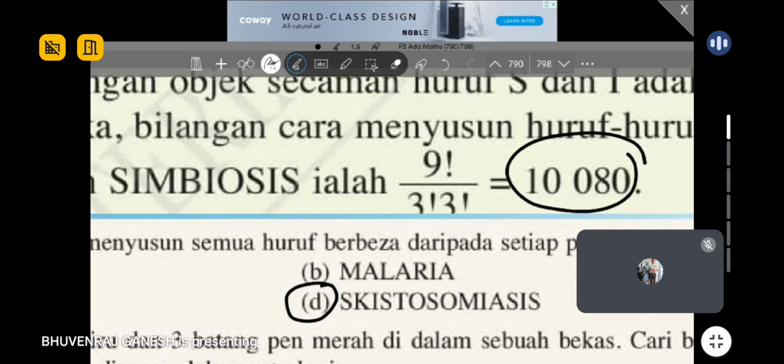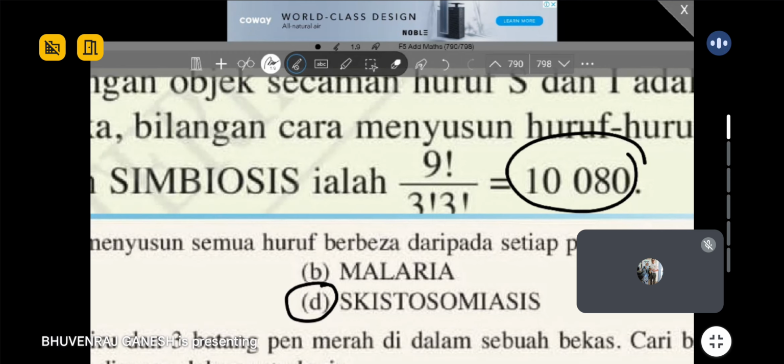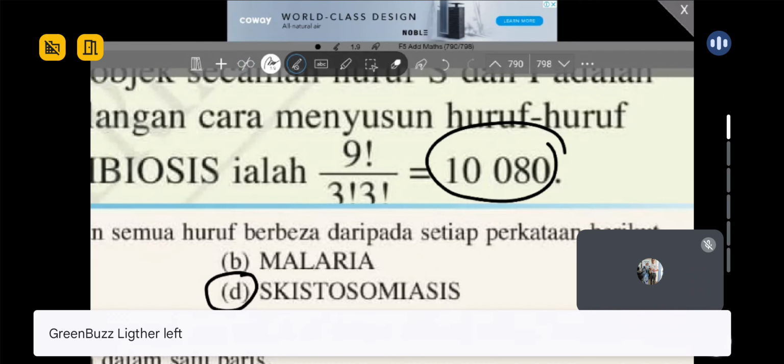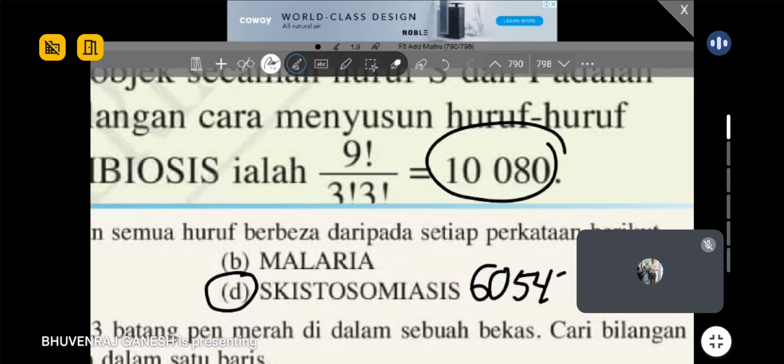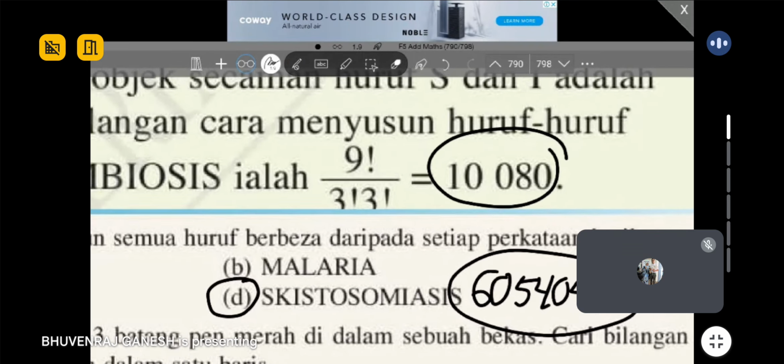So anyone? Do you get the answer? Berapa jumlah cara? It's a very large number. Sangat besar. Don't be scared if you get a large answer in permutation, guys, because permutation biasanya jawapan dia sangat besar. Yes, correct. So your answer will be 60,540,480 in total. This is the answer kalau kamu tekan calculator. Although we divide by the repeating objects, we still have such a large answer. Walaupun dibahagi dengan objek berulang.